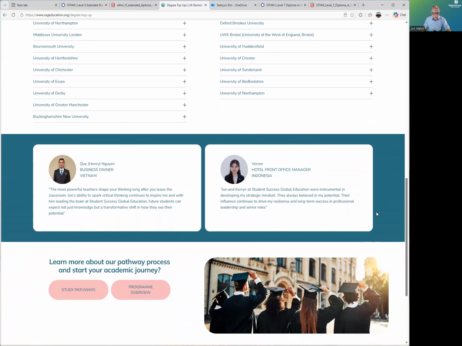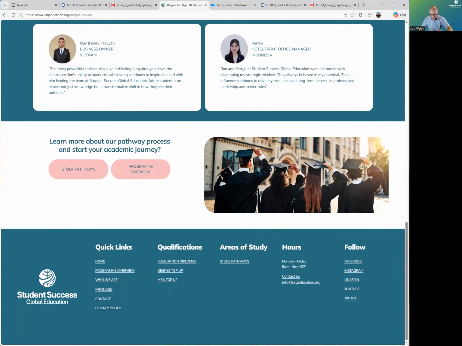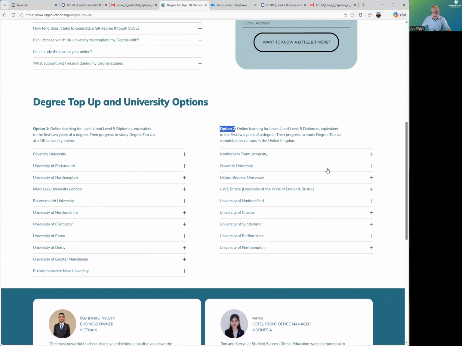You can also see some of our different students here. Quy from Vietnam is a business owner, is running her own business now, and Veren, she works in New Zealand, South Island, where she's a front office manager in one of the leading hotels down there. And there's lots of other aspects on here as well.